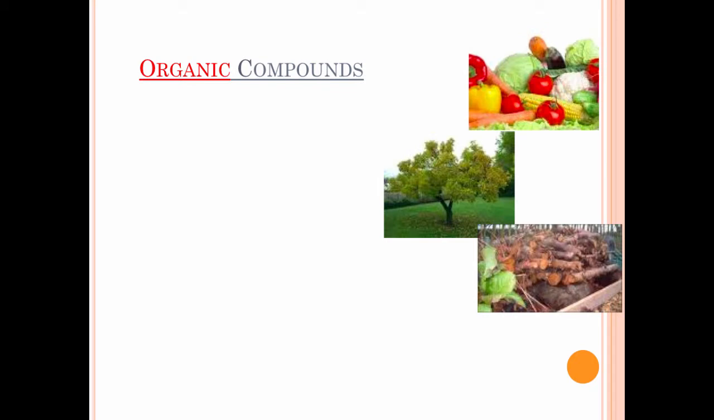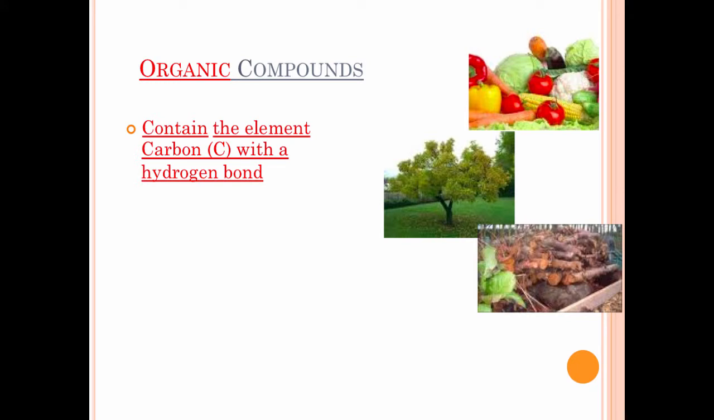So let's talk about organic compounds. Now, in today's society, when we hear the word organic, we think something completely different. We're like, oh, it doesn't have pesticides, it's good for you, it's healthy. Well, in science, organic means a little bit something different. Organic is any compound that contains the element carbon with a hydrogen bond.